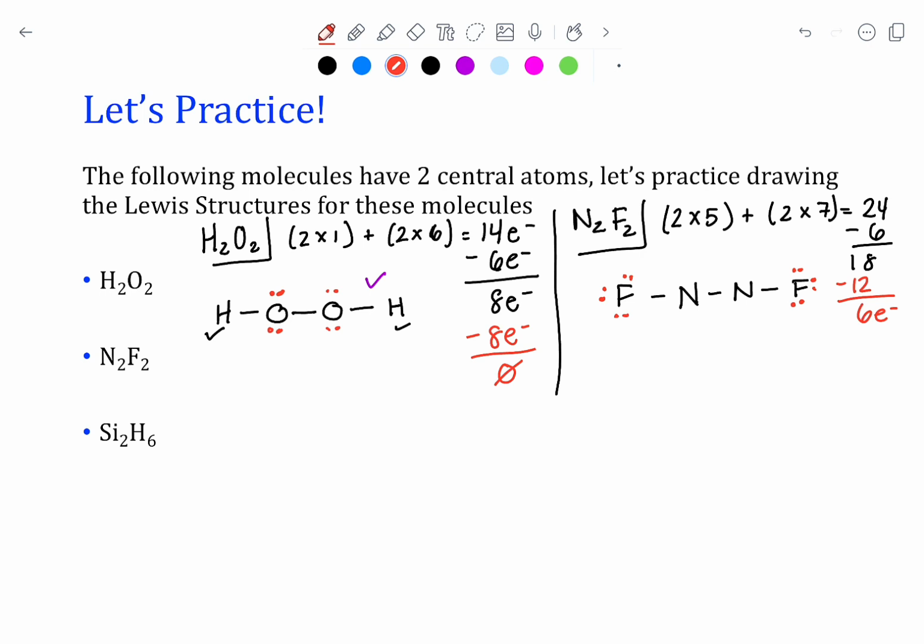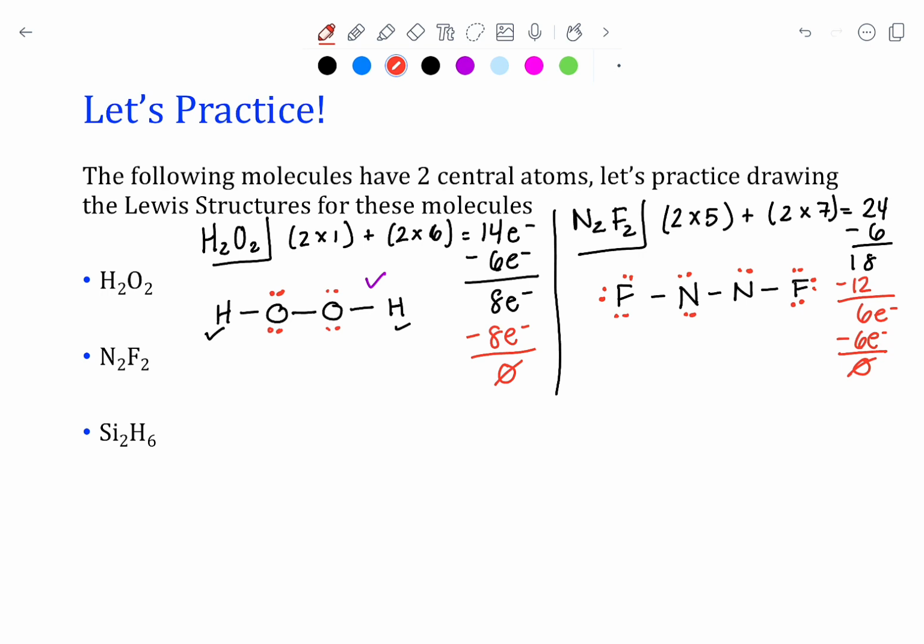Step 5 of our guidelines says to place any remaining electrons on our central atoms as lone pairs. Okay, so I'm going to say 1, 2, 3, 4, 5, 6. We're not going to separate those electrons up or anything. We're going to keep them as lone pairs. I've used them all up. I have no electrons left.